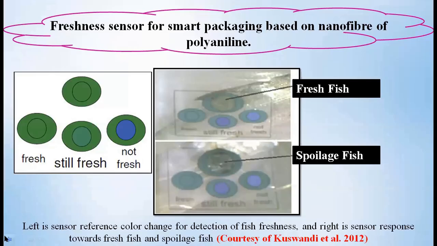So these are some of the freshness sensors for smart packaging based on nanofiber polyethylene. This study was done by Kurtzi and Kosmany in 2012. In this we are given the signs that this is the fresh one. Are you able to see the cursor? Like this is fresh, this is still fresh, and this is not fresh, that it is not to be used for consumption. Similarly, these labels are coded on the packaging material in which the food is packed. So we see a difference in it. Like here there is green color, that is, it is fresh. You can see on the left there is a reference color for detection of it, and it is also given in the package. So you can easily find this.